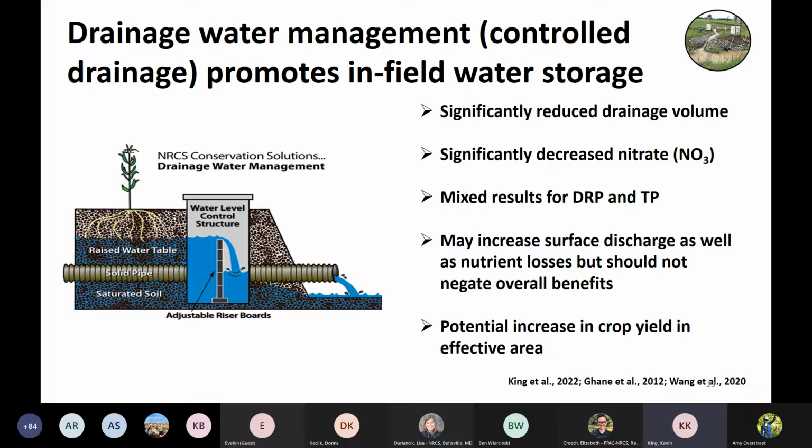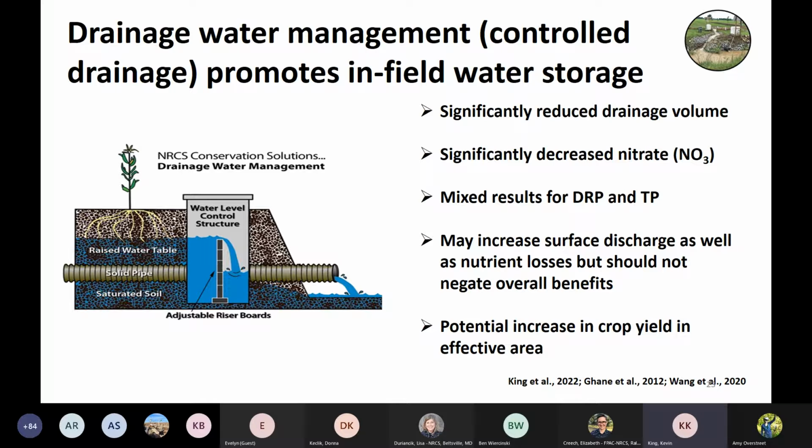Controlled drainage, NRCS Standard 554, also known as drainage water management, is the practice of artificially raising the outlet elevation of field-scale tile drainage, thus promoting in-field water storage. Several studies across the globe have investigated the agronomic as well as the water quality benefits of controlled drainage. Controlled drainage has been shown to significantly reduce drainage volume, that is, the amount of water leaving the field as tile drainage. On an annual basis, this reduction is generally in the range of 30 to 40%.